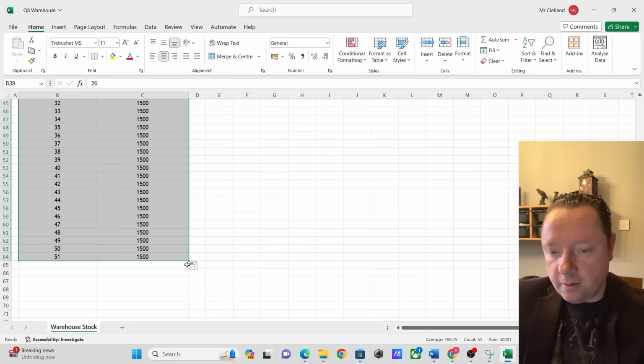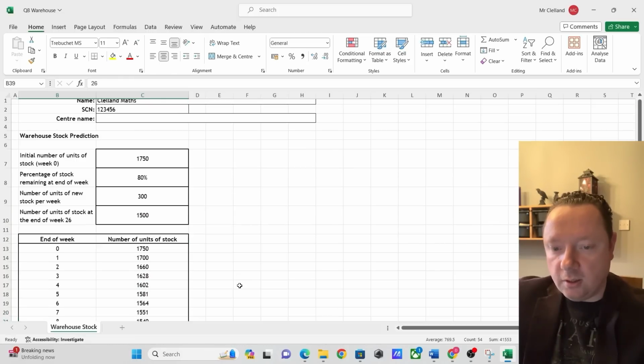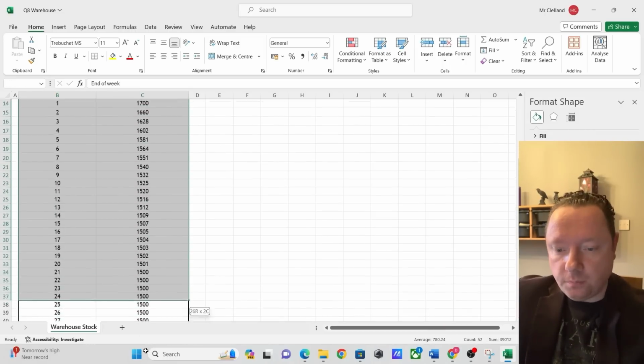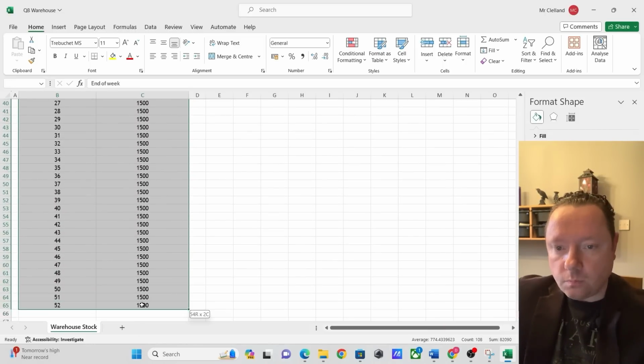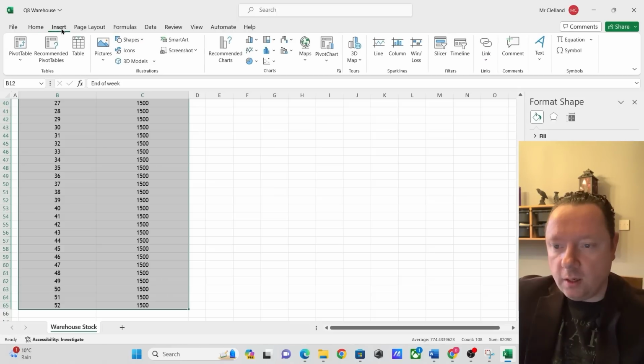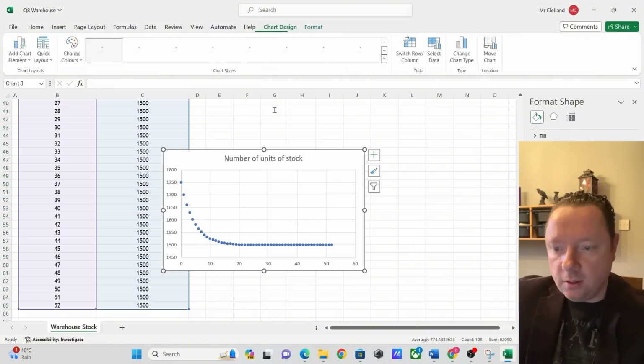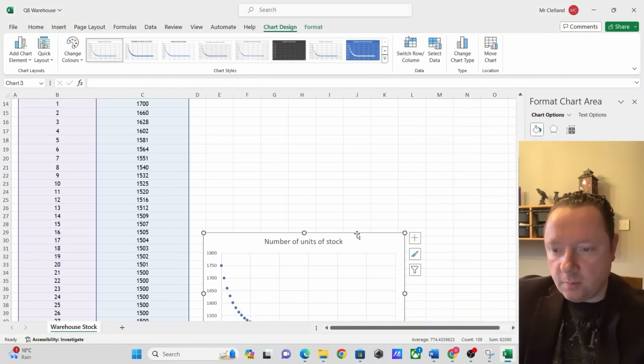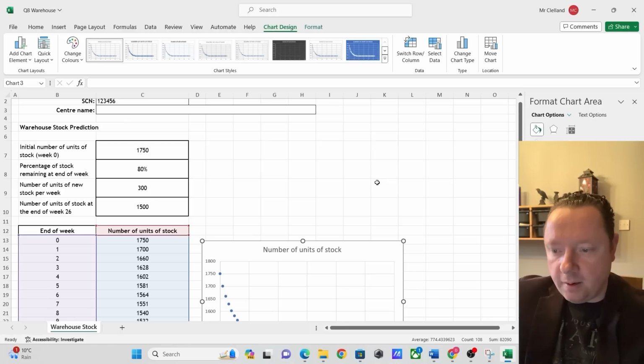There's 51 and there's 52. So we've done that. We now need to construct a graph for this data. Okay, so we're going to construct a graph. So let's highlight our data. Insert. And for this one, I think we're going to want a scatter plot. So it's under here and scatter. And let's move it up so that it's somewhere appropriate. Make that a little bit bigger.